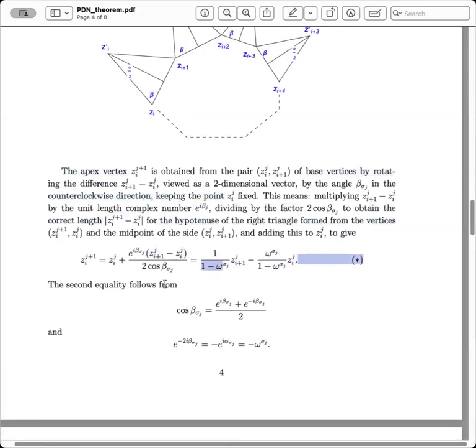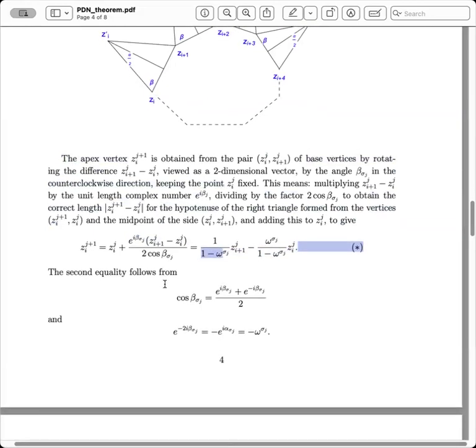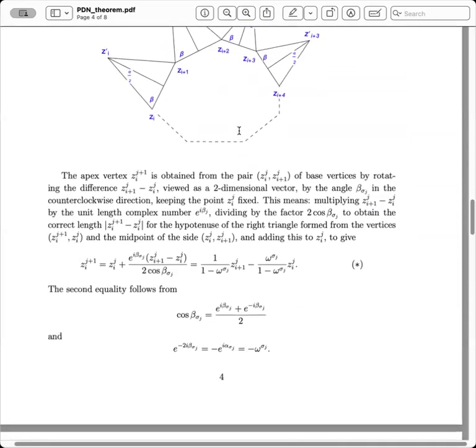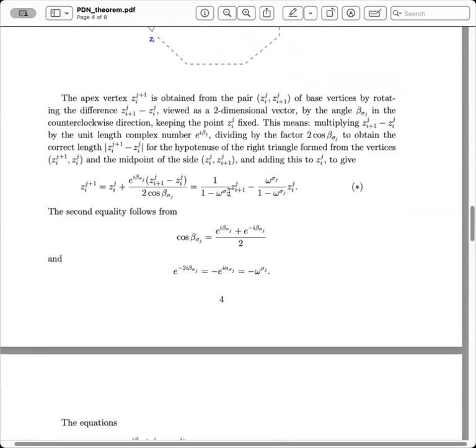So omega here, just recall that omega is the nth primitive root of unity. And so the angle alpha_j, which is 2 pi j over n, if you take the complex exponential of that, if you take the imaginary exponential, that gives you the jth power of the nth primitive root of unity. So the omega^j's are all of the roots of unity. And that's what appear in this equation.